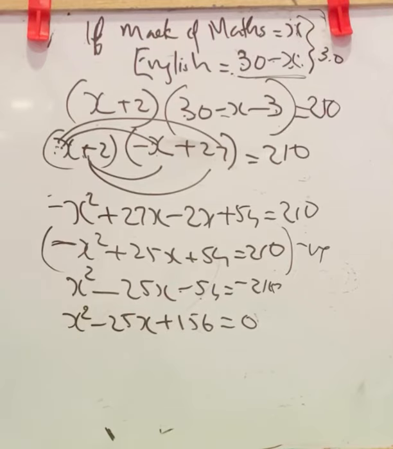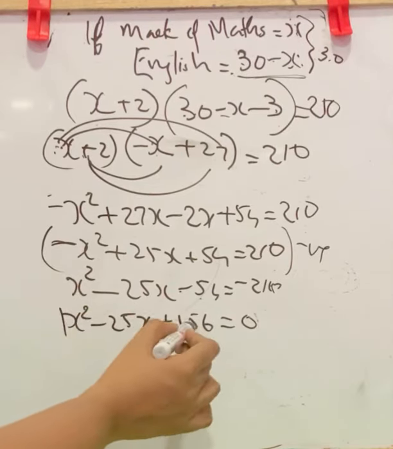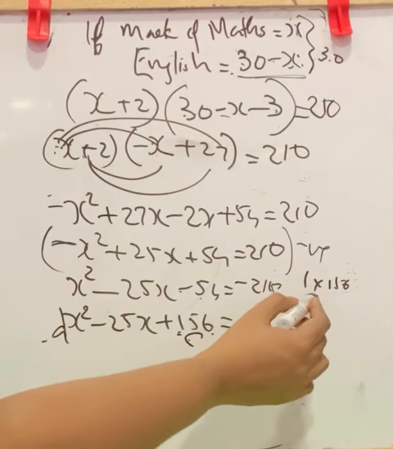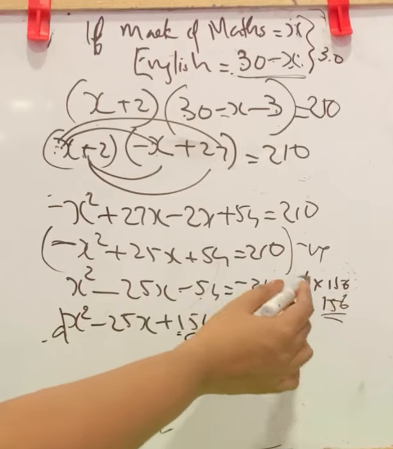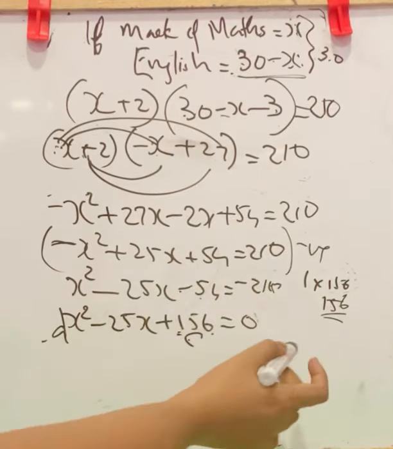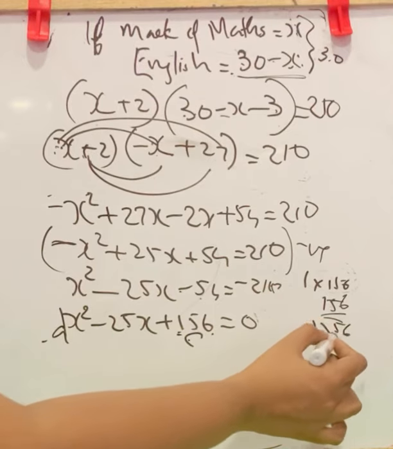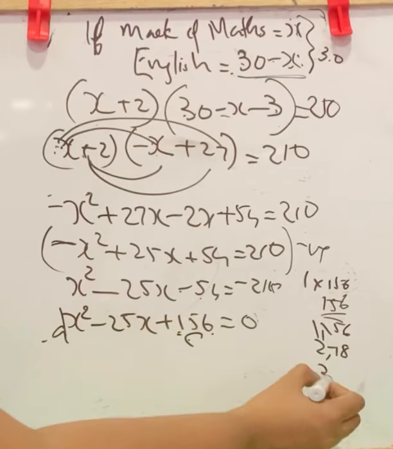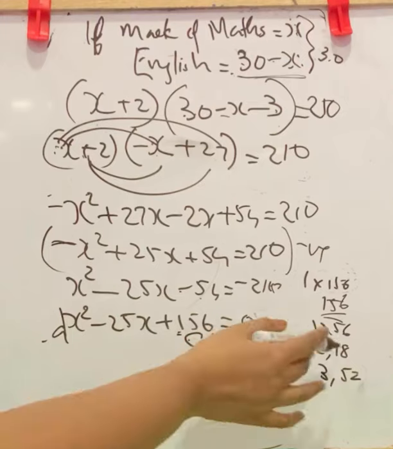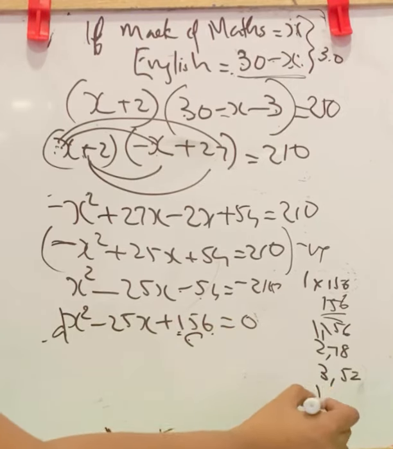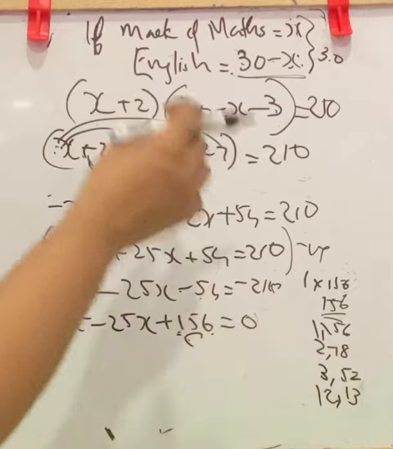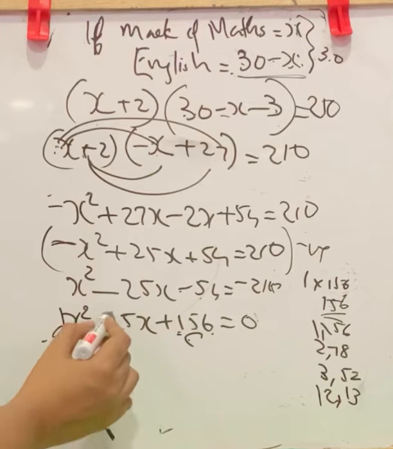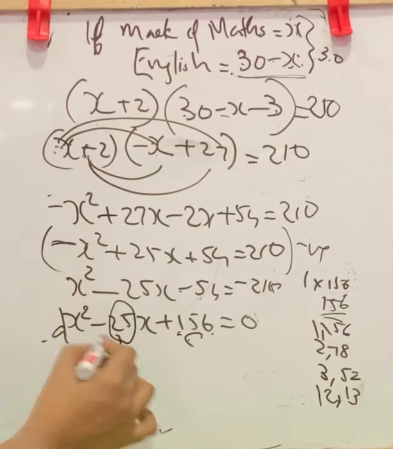Now we can use the middle term splitting method here. For that, 1 into 156, that is A and C. A into C is 1 into 156, and 156 is the answer. We want to find all the pairs of factors: 1 into 156, 2 into 78 is 156, 3 into 52 is 156, like that, 12 into 13 is 156. By trial and error you will get so many pairs of factors. Now check which is suiting this B. This is the B here.